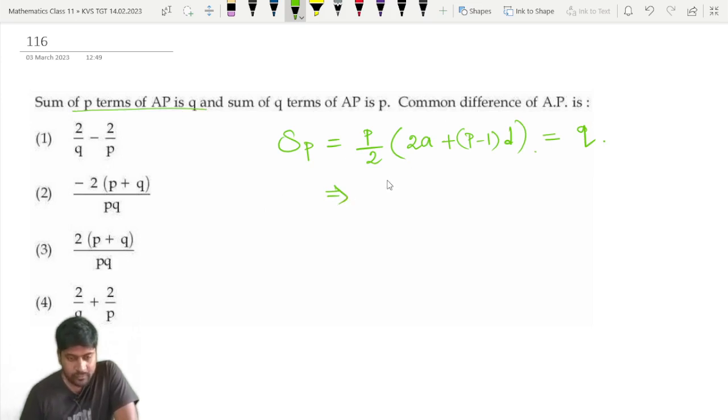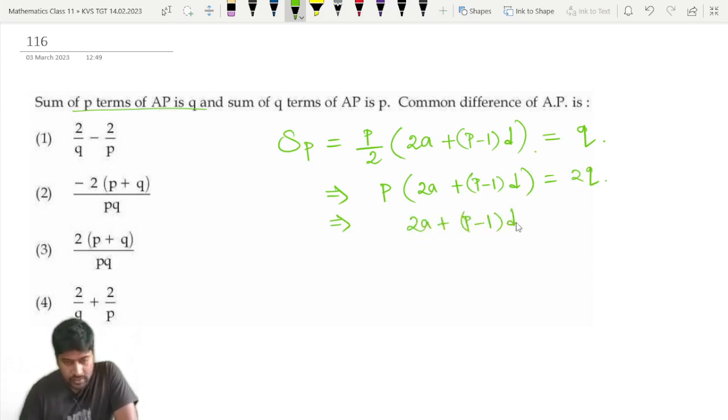So from here if we simplify a little bit, what I will get is P into 2A plus P minus 1 into D is equal to 2Q. So again, 2A plus P minus 1 into D is equal to 2Q by P. That we have got. Keep it as the first equation.